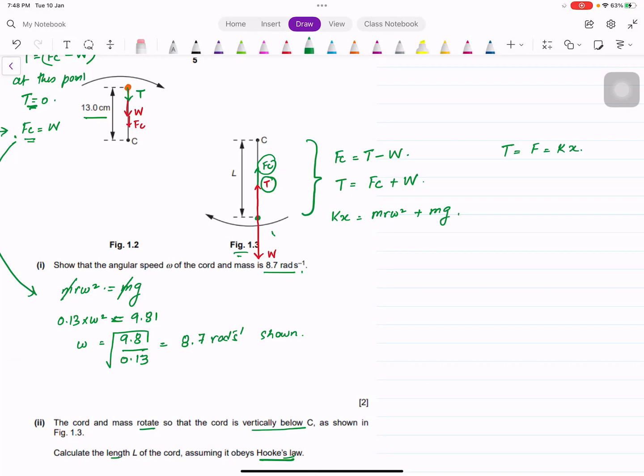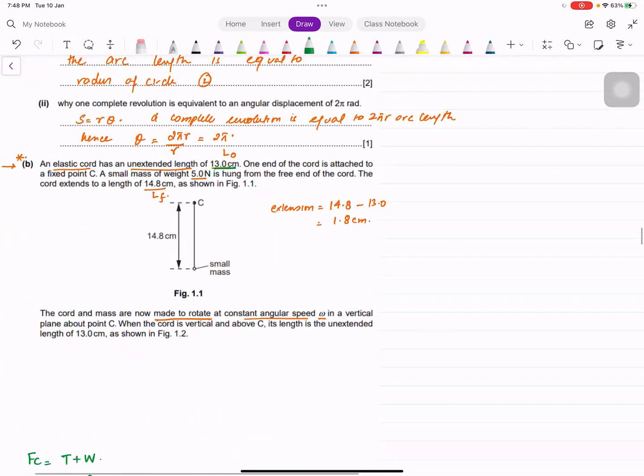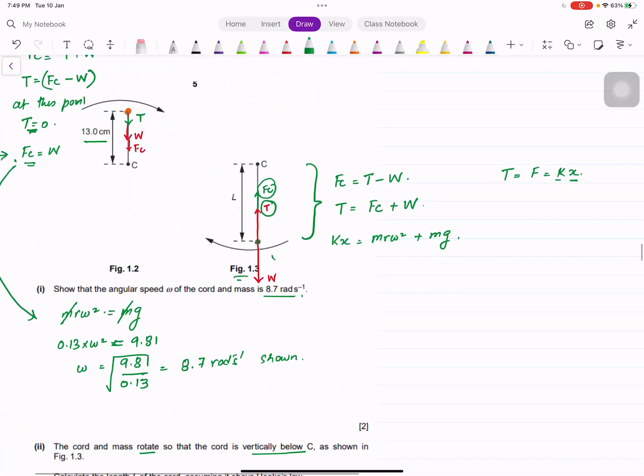Okay. Now check this out. Because I want k and I know the extension, I don't know the extension really. So to find k, I could find it from the very first figure, 1.1. We have the extension, we have the force, so we can use F equals kx. F was 5 N, and x I could simply find as 1.8. So my k would be 5 over 1.8 Newton per centimeter. You just need to remember that these are the units we're looking at, right? So I'm going to write here 5 divided by 1.8 times.